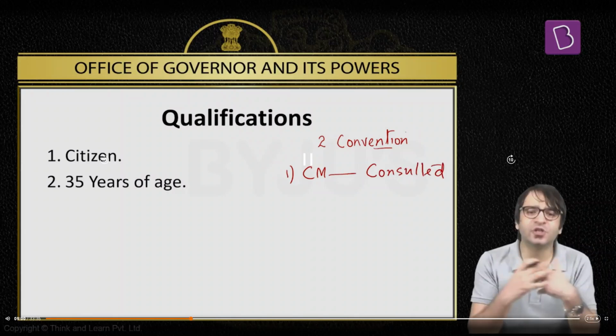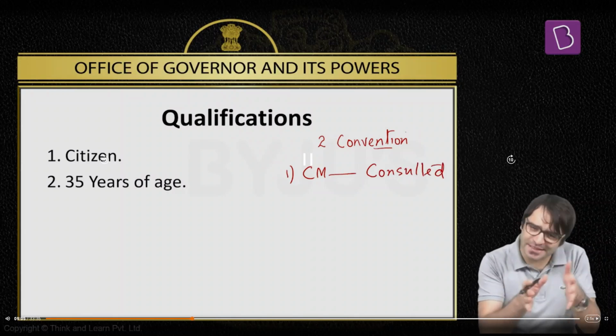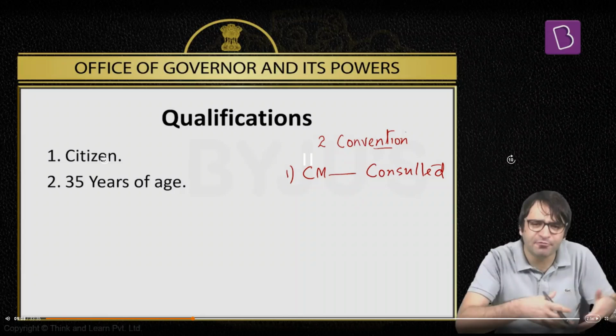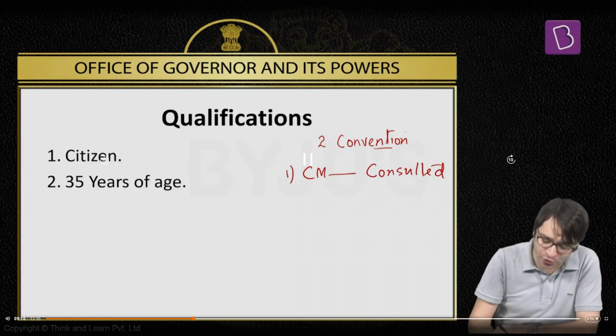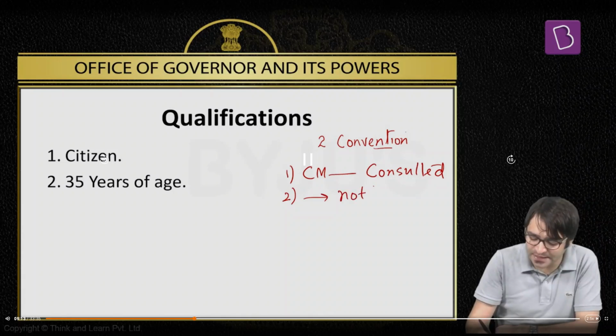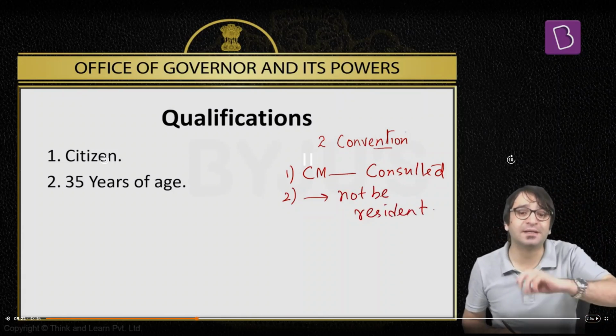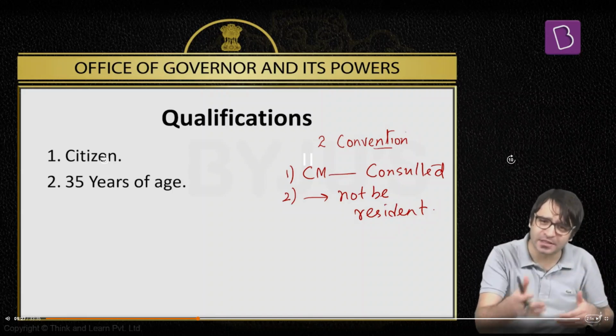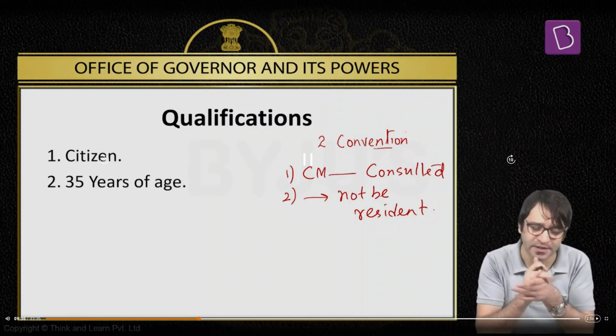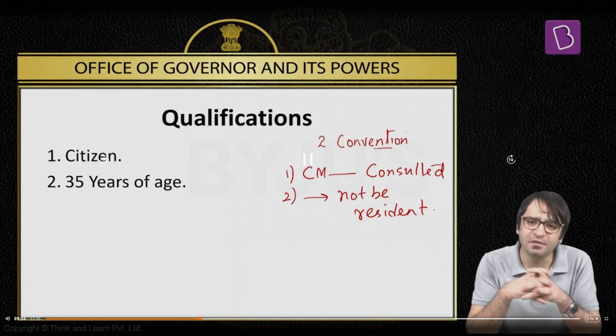This consultation with the chief minister is not mentioned in the Constitution, but it is a convention that we have been following, an unwritten rule. Convention number two: he should not be the resident of that state to which he is appointed. That means if a governor to Karnataka is to be appointed, he should not be the resident of Karnataka. He should basically be from outside the state, not from the state to which he or she is to be appointed. But both these conventions have been violated as well.